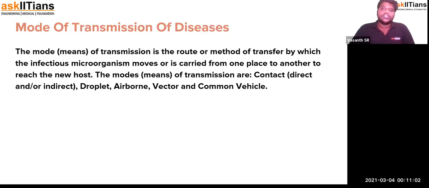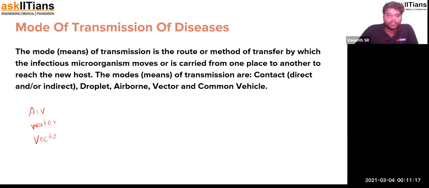Okay. So next thing is, there are several modes of transmission of diseases. Some of them are air, water, and vector. Vector connects almost everything. Okay, air, water, and then vector. These are the most important ways through which things get transferred from one another.